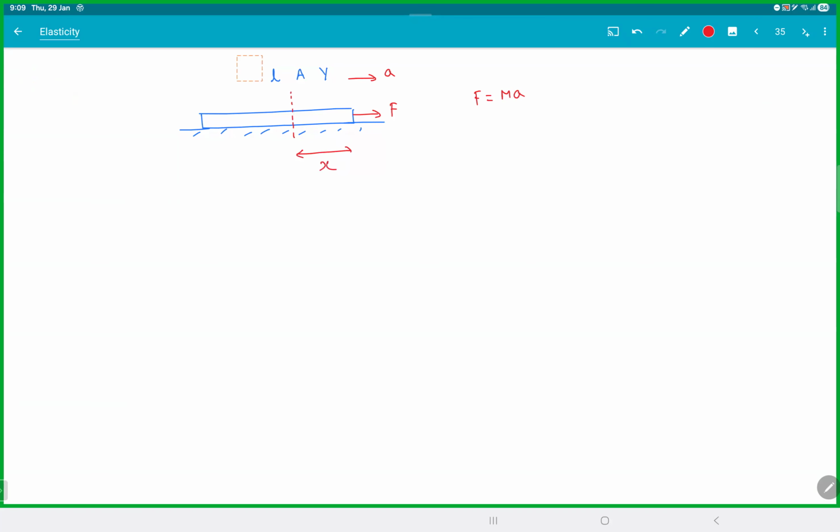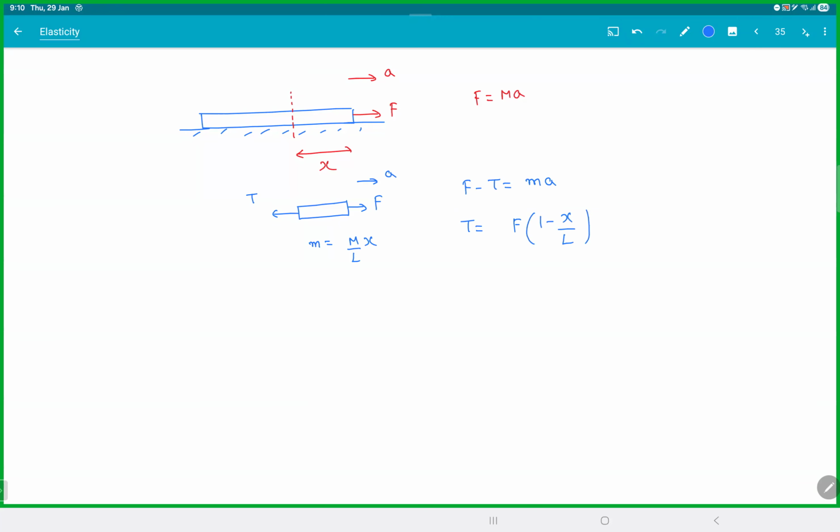At x, then take any one piece. I'll take the front part. What are the forces? F, tension. The mass of this small piece will be m by L into x. Acceleration a. F minus T is equal to mass into acceleration. We get tension is equal to F into 1 minus x by L. So this is your tension as a function of x.